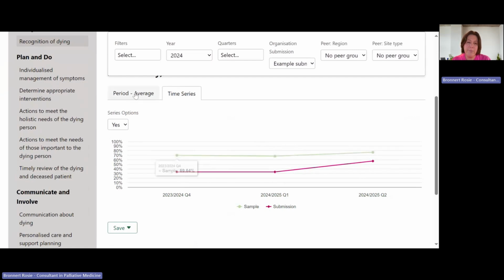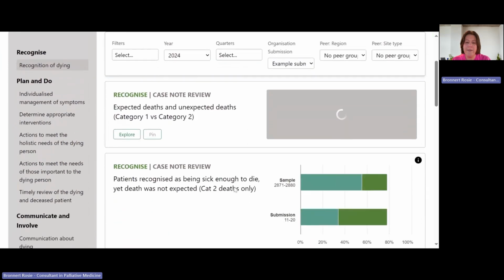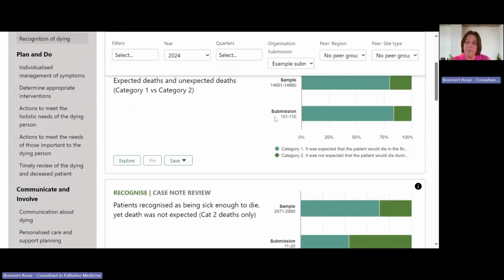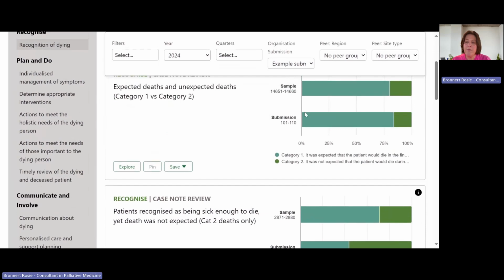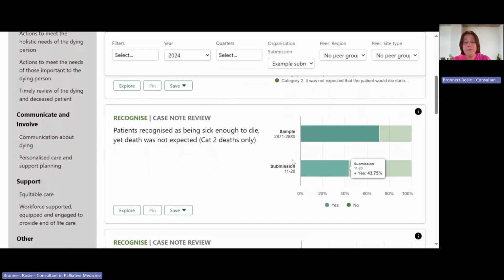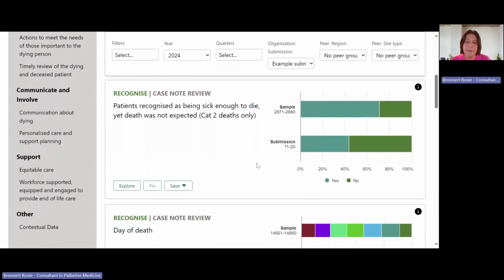Now, what is really important to note in this, as we go back to the overview page, is the number of patients that are in this example submission. Because we know from the previous question that there were quite a high proportion of people that were recognised as dying, this example submission only has between 11 and 20 patients that were not recognised as dying. So it's much more vulnerable to variations on an individual patient basis.